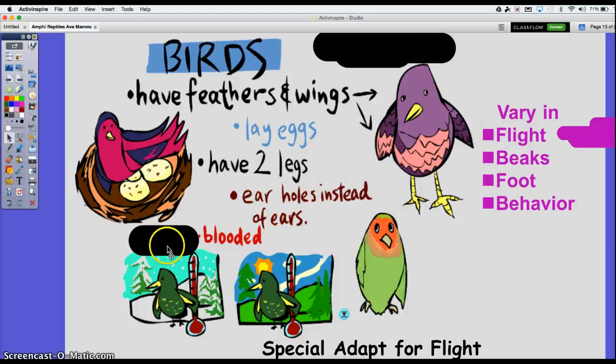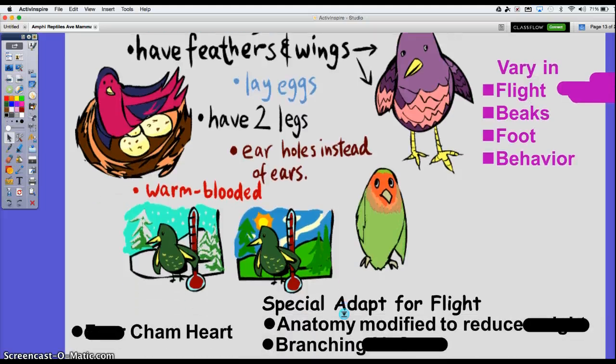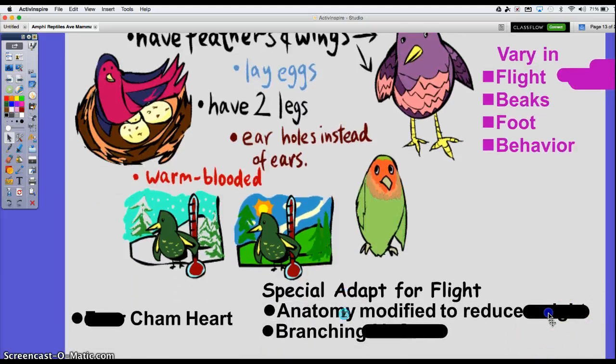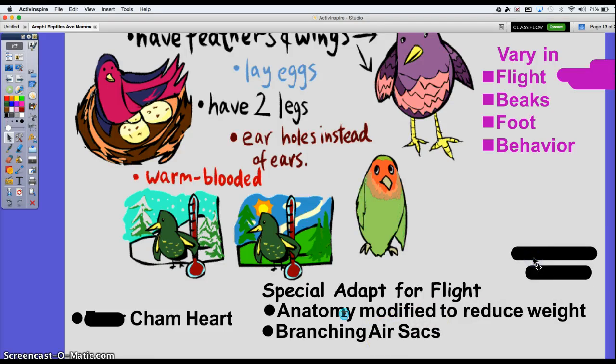They have 2 legs. They're warm-blooded, and one of their main unique things is their anatomy. Every one of their major organs is reduced. So lungs, liver, in order to be able to sustain flight. And they have these branching air sacs, and I'll talk about that tomorrow when I do respiratory system, along with a 4-chambered heart.